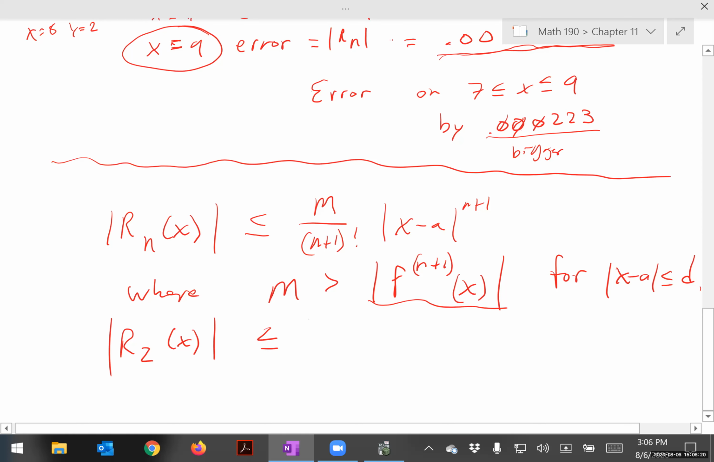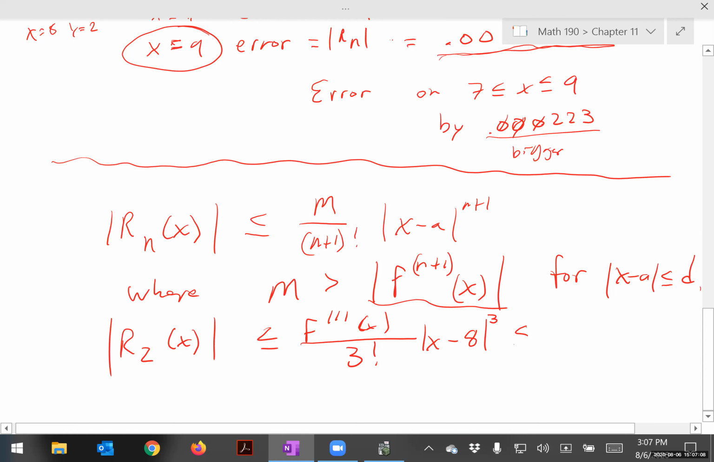So f to the n plus 1th derivative of x, all over n plus 1 factorial, times x minus 8 in this case, because a is 8. And then n plus 1 is going to be 3. So let's do the third derivative: 1, 2, 3, third derivative of x over n plus 1, that's just 3 factorial. And then this is to the third power. It's actually absolute value, to the third power.